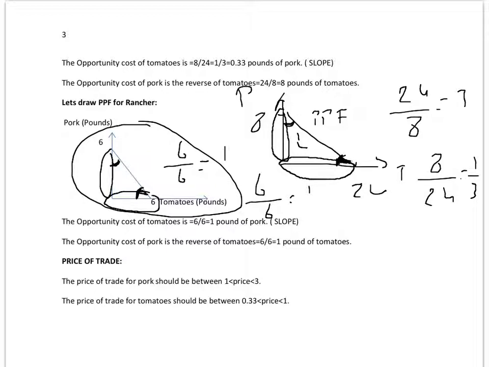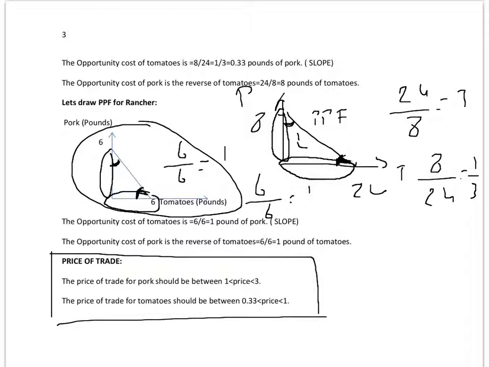Okay? And maybe some questions may ask you what should be the price of trade. I explained it in the lecture slides, but I can repeat it here. As we said, the price of the trade shouldn't be more than the highest opportunity cost of the good for one producer, and shouldn't be lower than the lowest opportunity cost of the other producer.